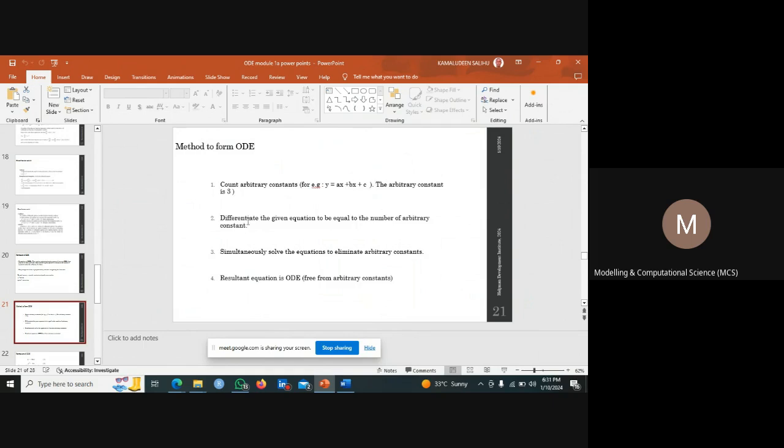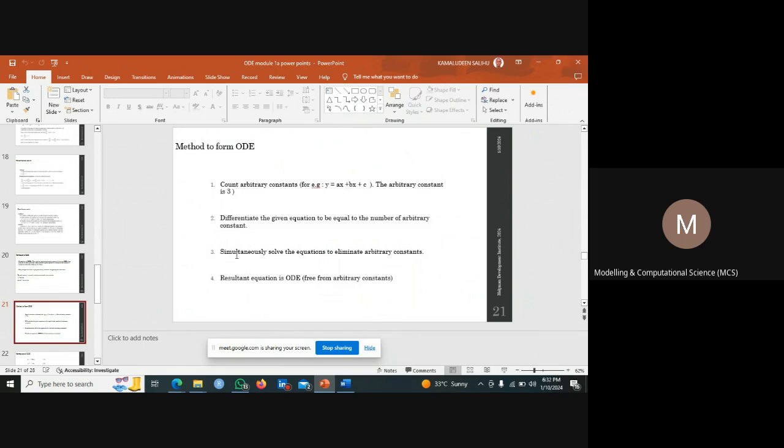So what is the second step? You differentiate the given equation a number of times equal to the number of arbitrary constants. If you have one arbitrary constant, you are going to differentiate it once. If you have two arbitrary constants, you are differentiating twice. If you have three, you are differentiating thrice. So continuously, according to the number of arbitrary constants you are having in the expression.